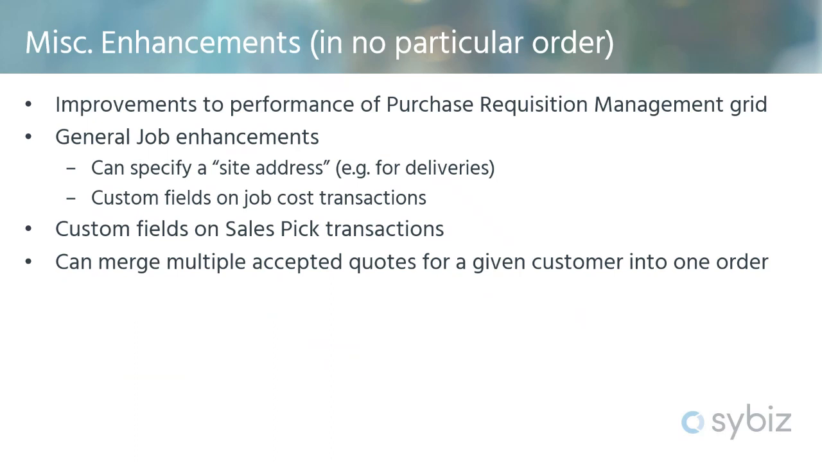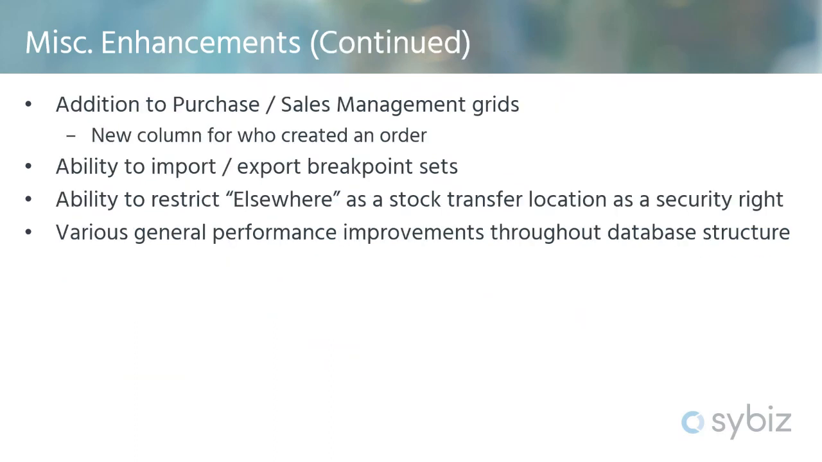Also custom fields on job cost transactions, custom fields on sales picks, merging multiple accepted quotes from a given customer into one order. So that was something that was a bit of a restriction previously, that you had to sort of go one-to-one from quote to order, but now that restriction has been lifted.